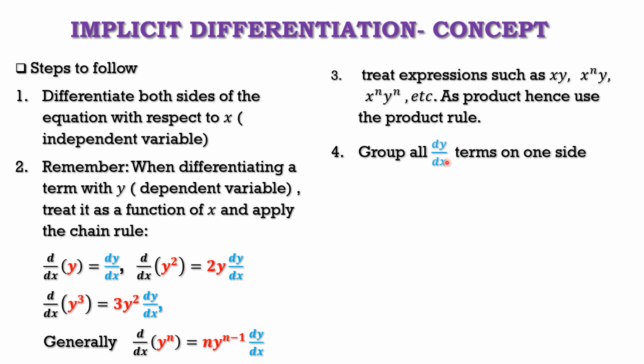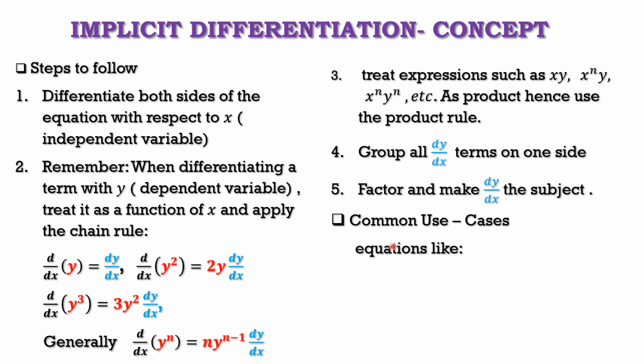Then group all dy/dx terms on one side. So group them on one side. It's like grouping like terms. Then factor and make dy/dx the subject. That is the fifth step to follow.